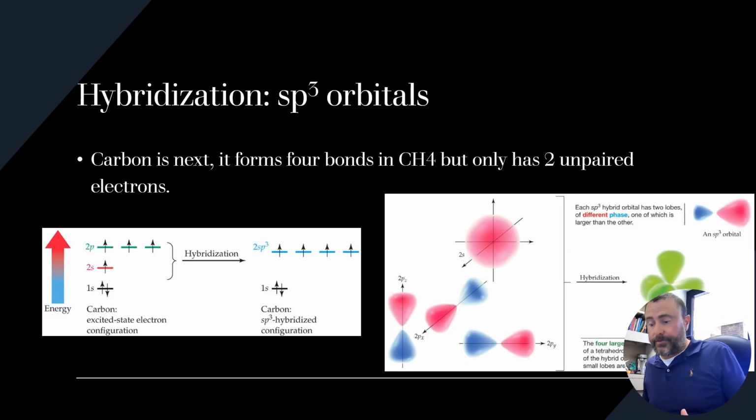sp3 hybridization. This is where we mix an s orbital with all three of those p orbitals. All four of those have come together to form four orbitals that are called sp3 hybridization. sp3 hybridization has four total. And so this explains something like our methane.